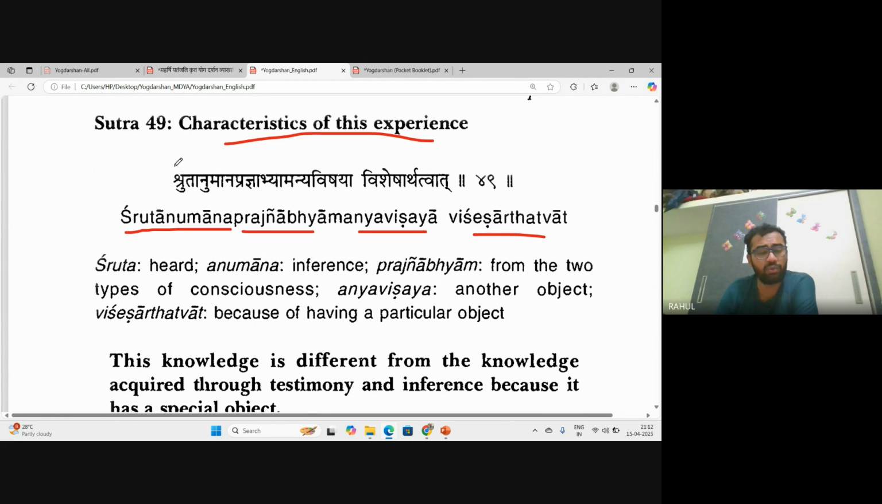It means that if the yogi gets Ritambhara Pragya, Sruta means what we have heard, that is the Sruta. Anuman is what we can guess. The objects of that Pragya are different from what we have heard or can imagine. Just for example, if we are assuming the yogi has Ritambhara Pragya, what can be the possibility?